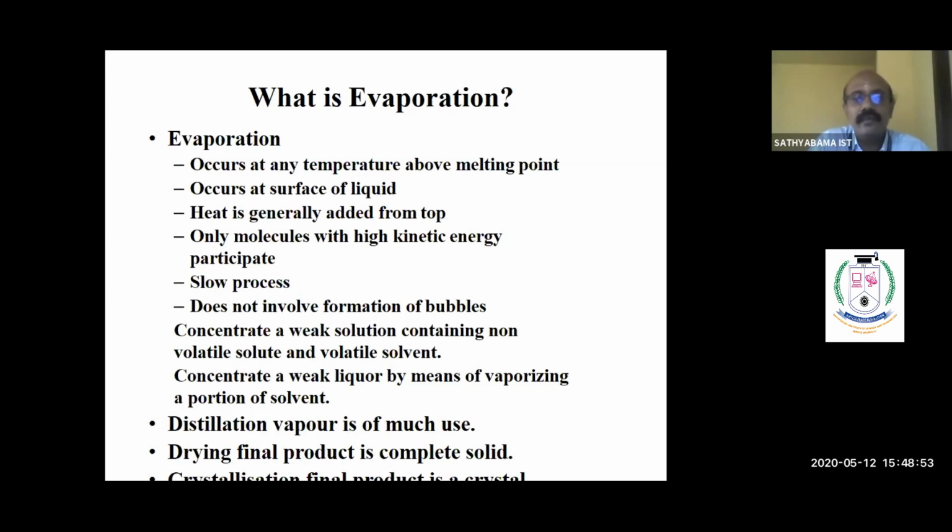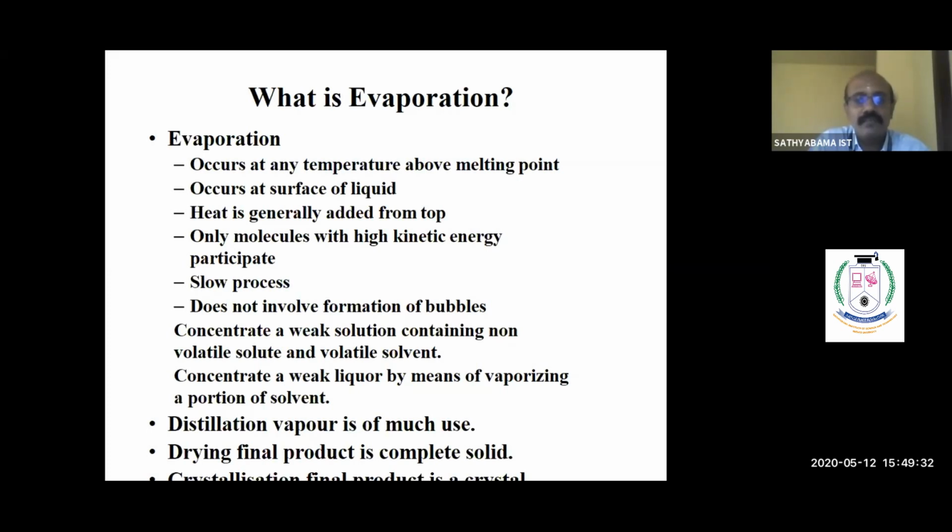The process can be defined as follows: it is used to concentrate a weak solution containing non-volatile solute and a volatile solvent. The solvent is usually water, and the product is the thick liquor containing the concentrated solids. It is also a process to concentrate a weak liquor by means of vaporizing a portion of solvent. Coming to evaporation and distillation, in case of evaporation, the vapor is simply discarded, whereas in case of distillation, the vapor is going to be fractionated and converted into useful products.